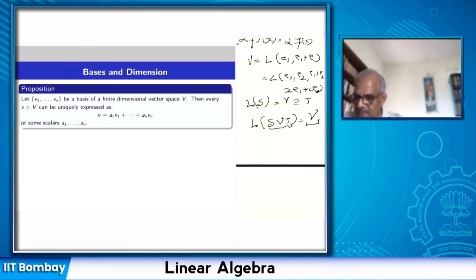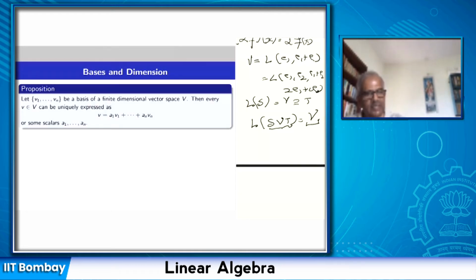So take a basis of a finite dimensional vector space. Suppose I have a basis of a finite dimensional vector space. That means a finite set. That is the definition of a finite dimensional vector space: there is a finite set which is linearly independent, whose linear span is the whole space. Yeah?